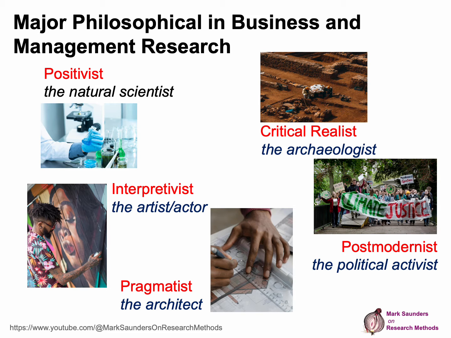Then we're going to be looking at the interpretivist. The interpretivist can be likened to an actor or an artist who looks at what's going on and interprets it and recognises there will be multiple interpretations, just like different artists draw or paint the same picture differently. We're going to be looking at the postmodernist, and a postmodernist can be likened to a political activist, looking for change, but also looking for things which aren't heard, the unspoken word and things like that.